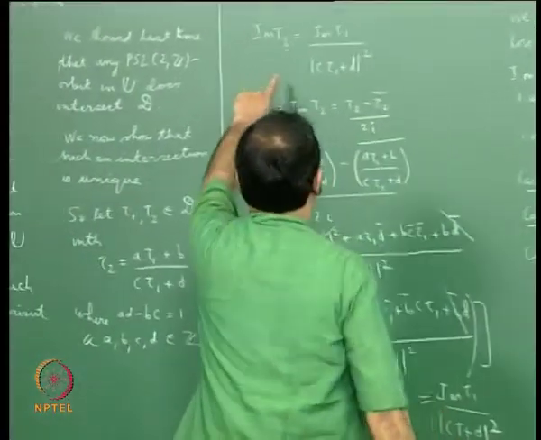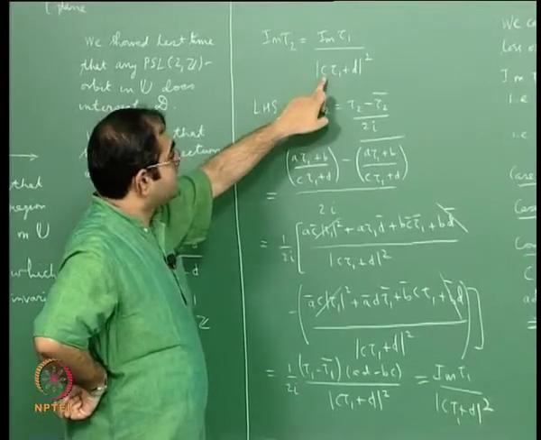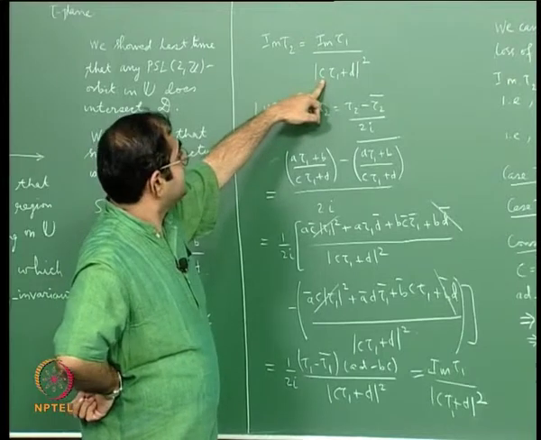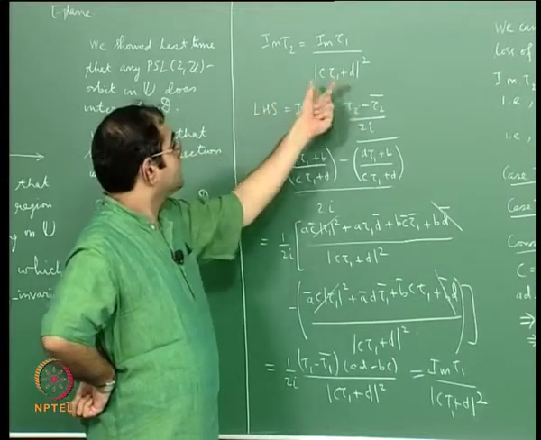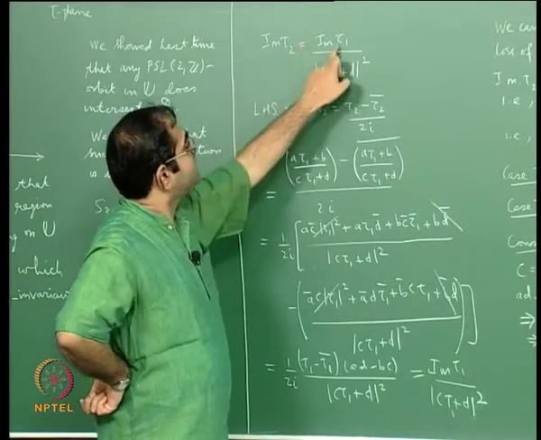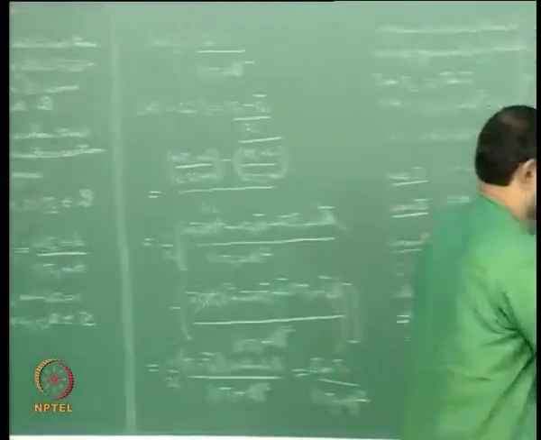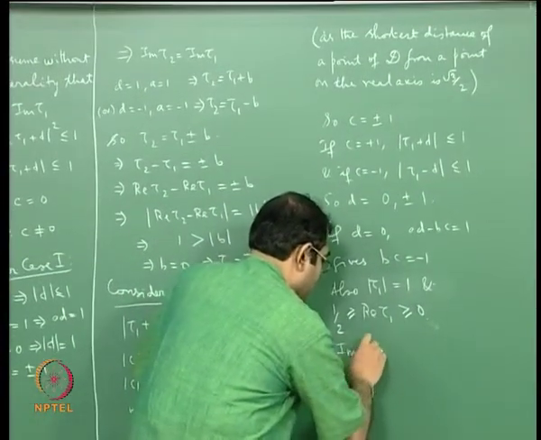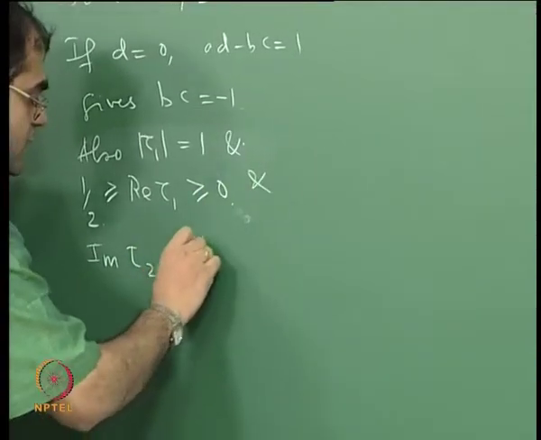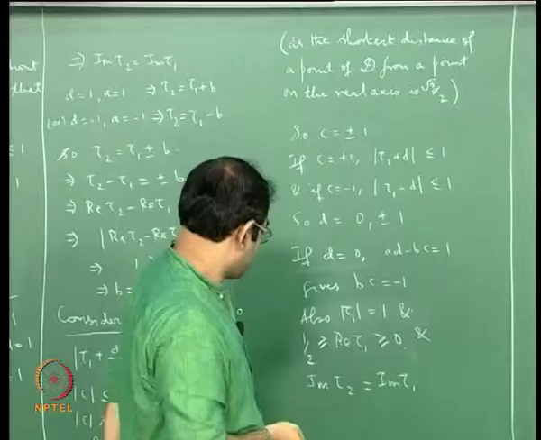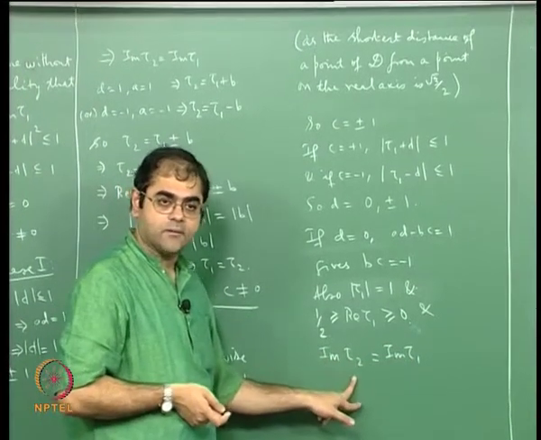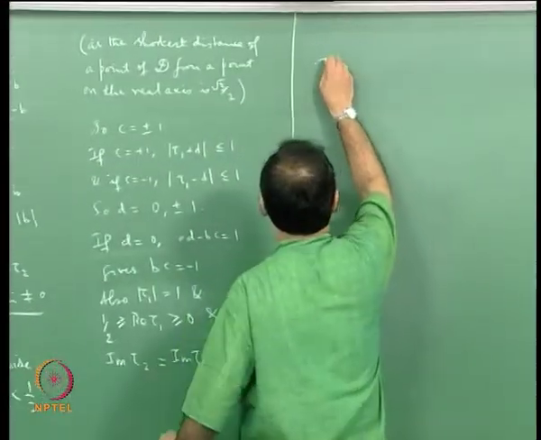I will have to make use of this. Here C is plus or minus 1, D is 0, so the denominator is just mod tau 1 whole squared, and that is 1, so I will get the imaginary part of tau 2 is equal to the imaginary part of tau 1. That is the main point. In this case we will essentially show that tau 1 and tau 2 are equal, they are equal to i. So let us compute what tau 2 is.